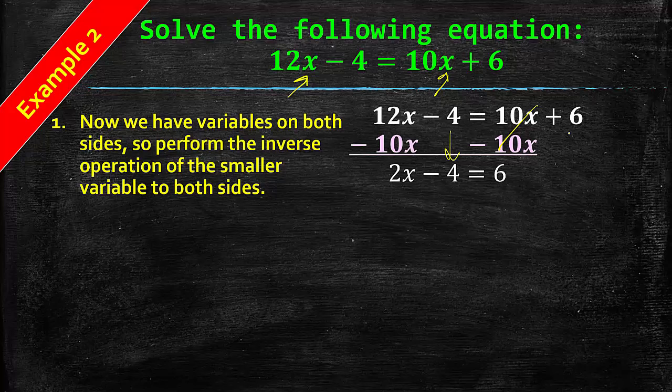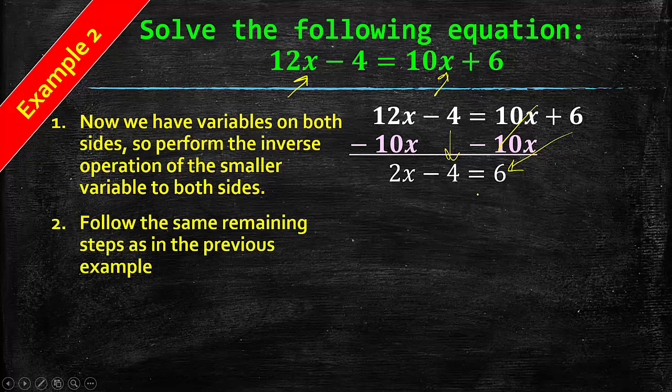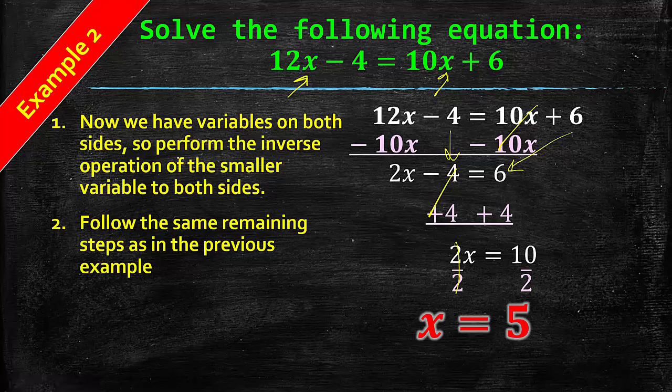The minus 4 goes down. The 6 is still on the right side. And then we just follow the same remaining steps as in the previous example. So we have a variable on one side. We need to isolate it, get it by itself. So we're going to go ahead and add 4 to both sides. That'll clear that side, and 6 plus 4 is 10. And then we've got this coefficient of 2, so we're going to divide both sides by 2 again, clearing that side except for just the variable, giving you x equals 5.